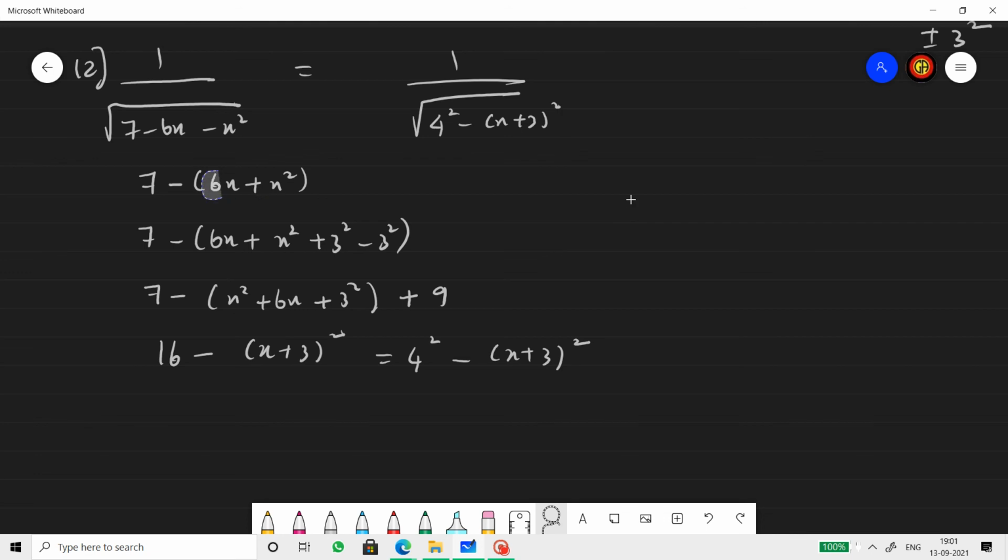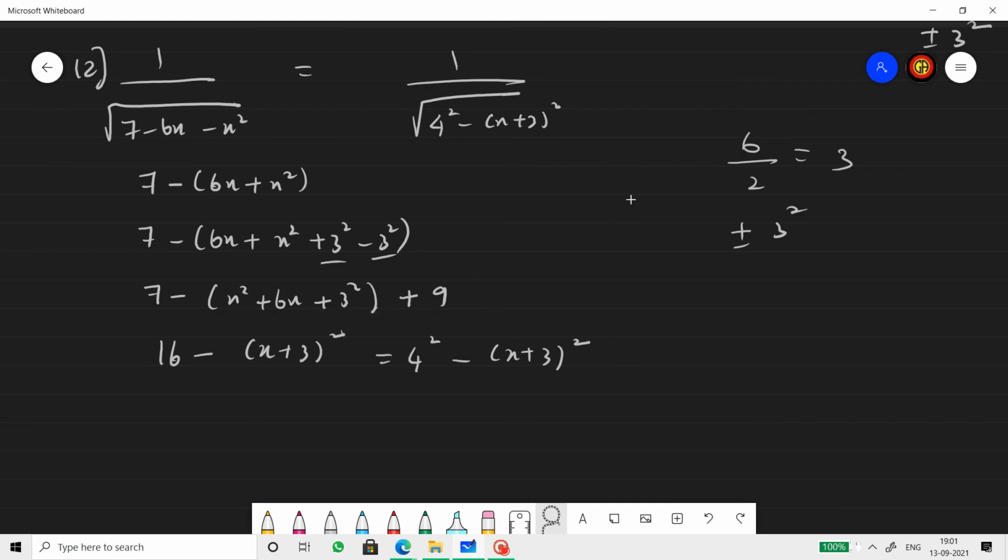Now I take the coefficient of x to the rough column. So it's 6. And I divide by 2, so I get 3. Whatever number I get, I'm going to add and subtract that number in square form. So plus 3 square and minus 3 square. Then it's x square plus 6x plus 3 square, which makes the a plus b the whole square form. And minus of minus 3 square is plus 9.